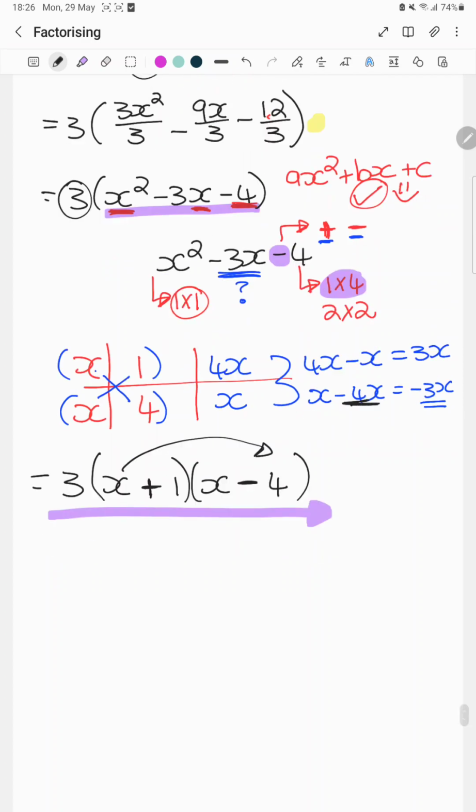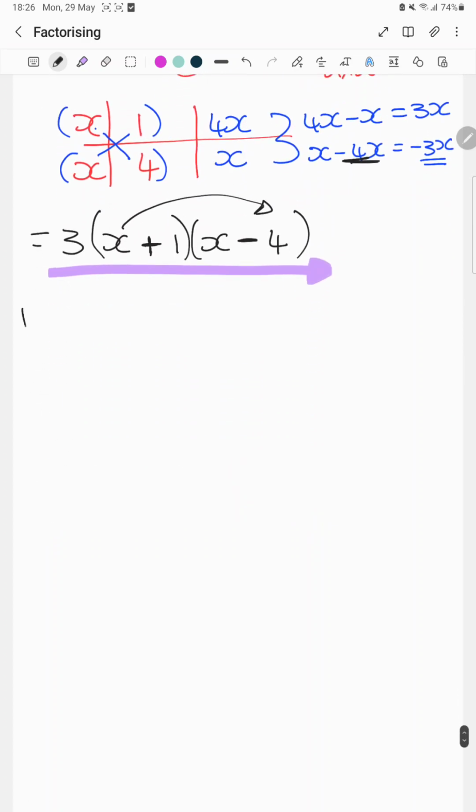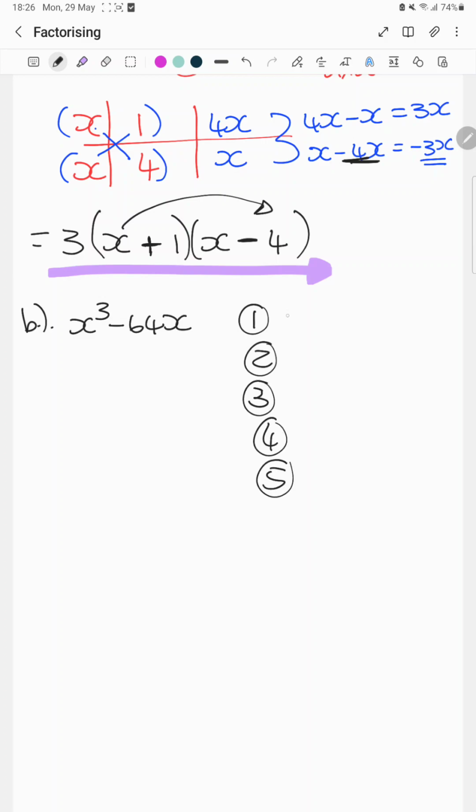Let's look at question number B. For B, I want us to have a look at x to the power of 3 minus 64x. Same thing, you have 5 methods. Method 1 is a HCF. Method 2 is the difference of two squares.